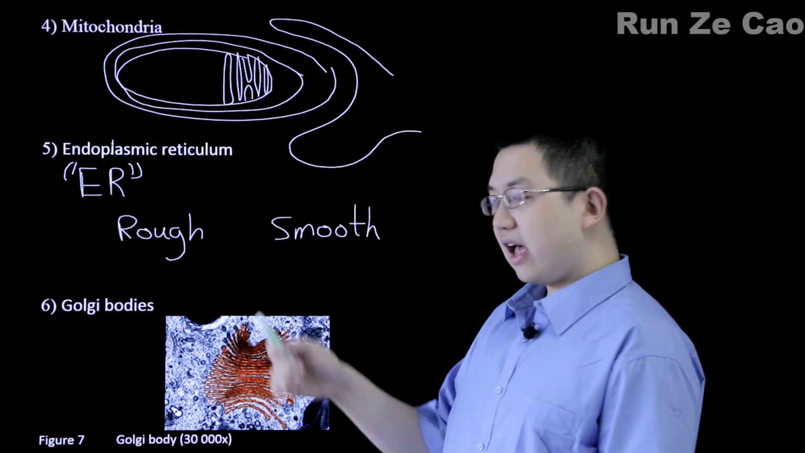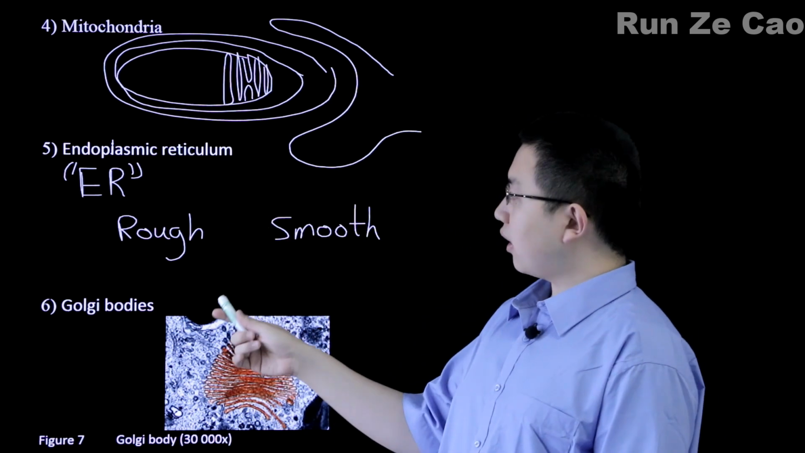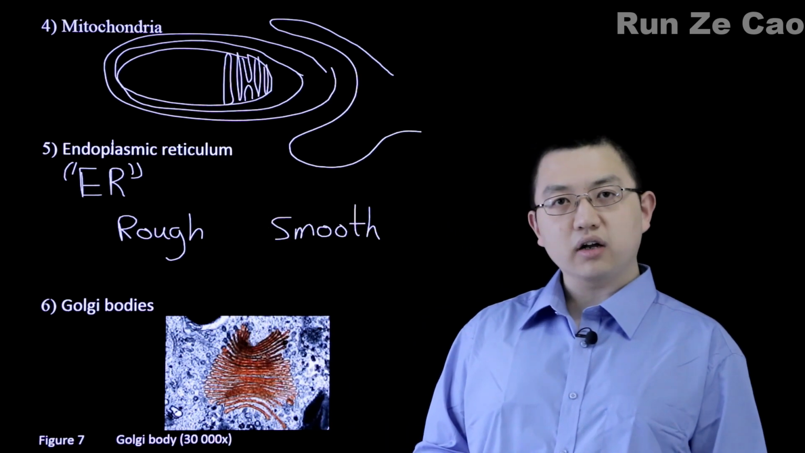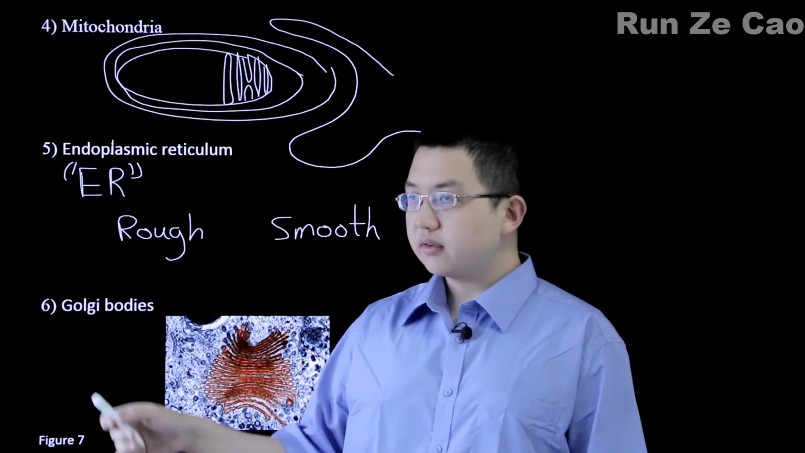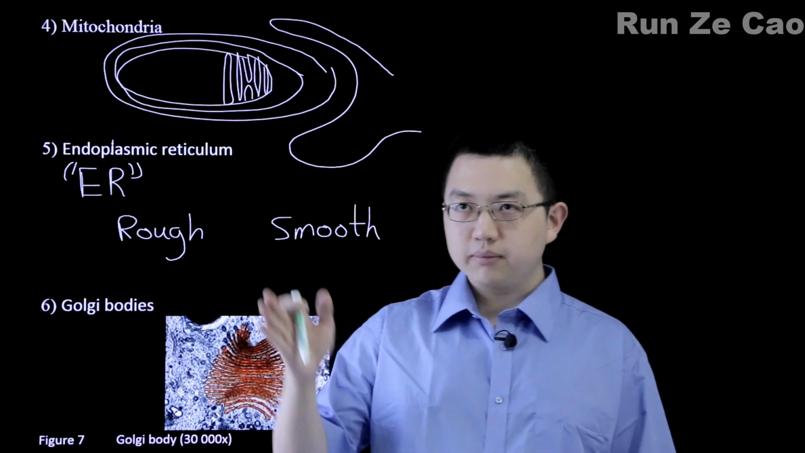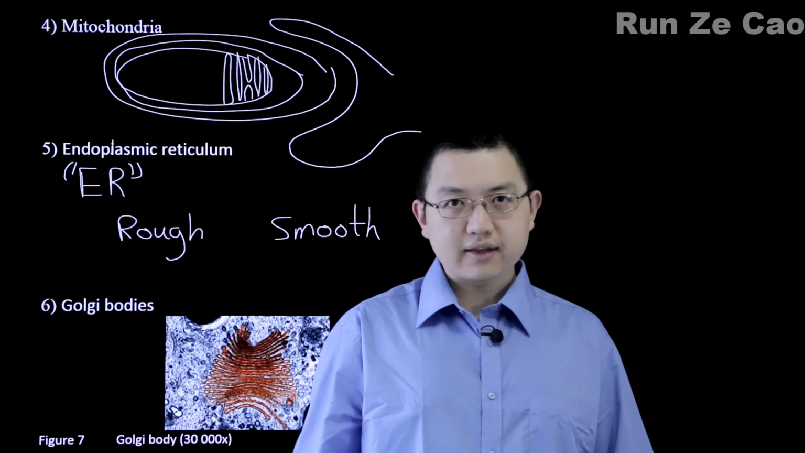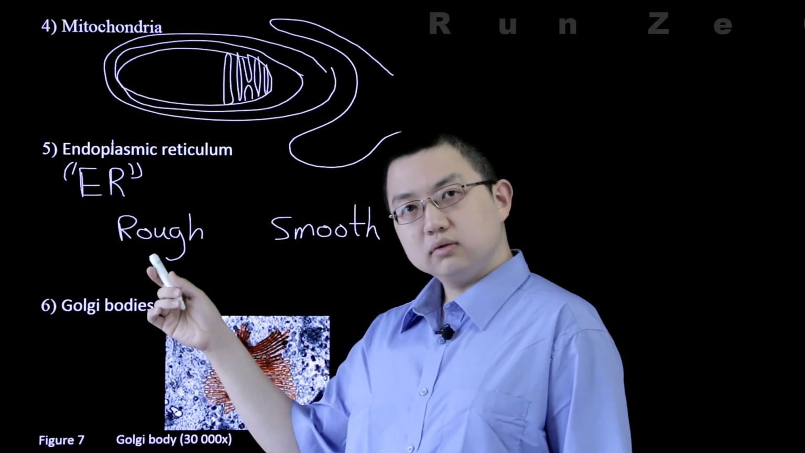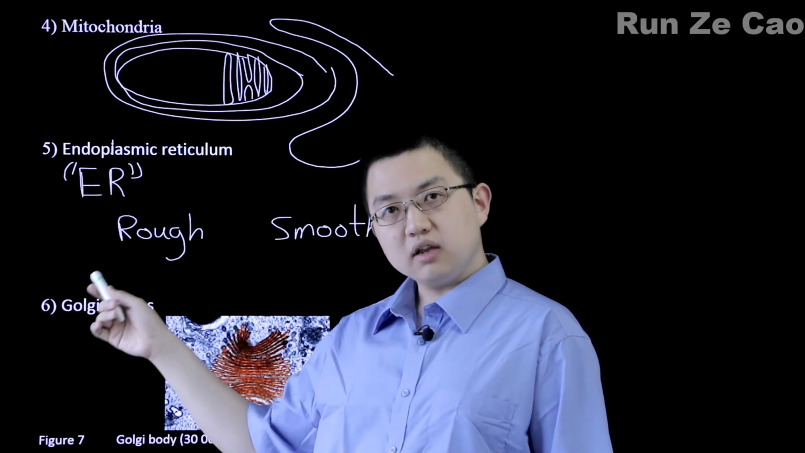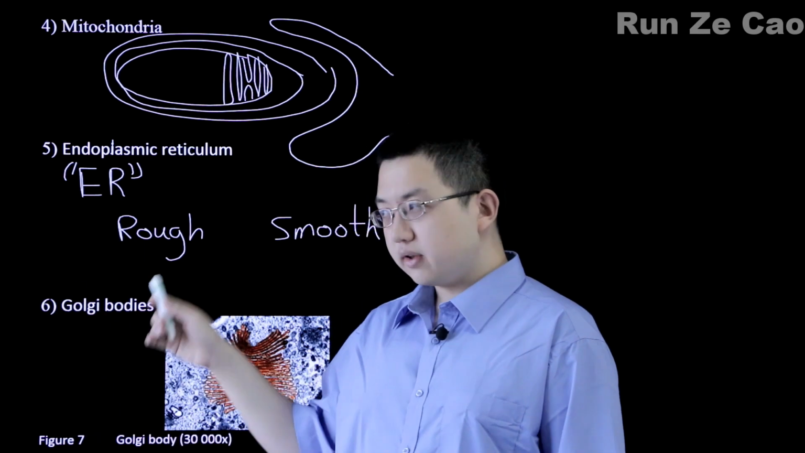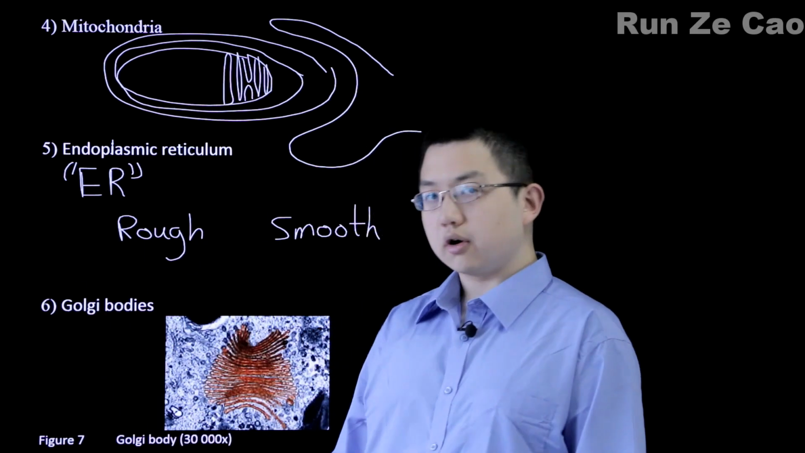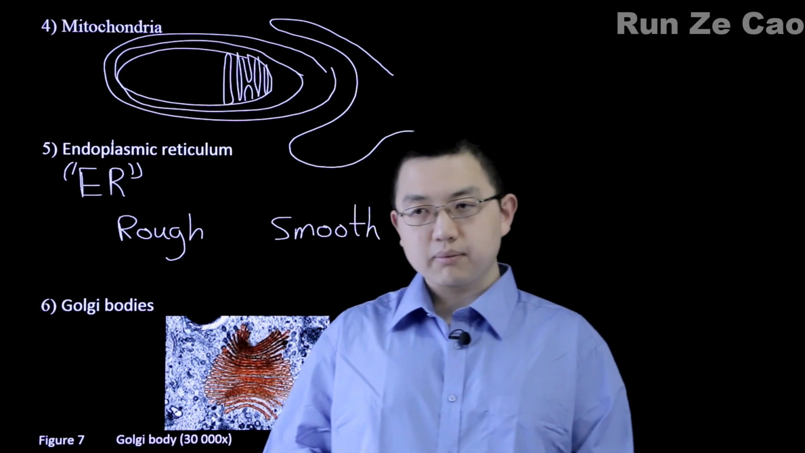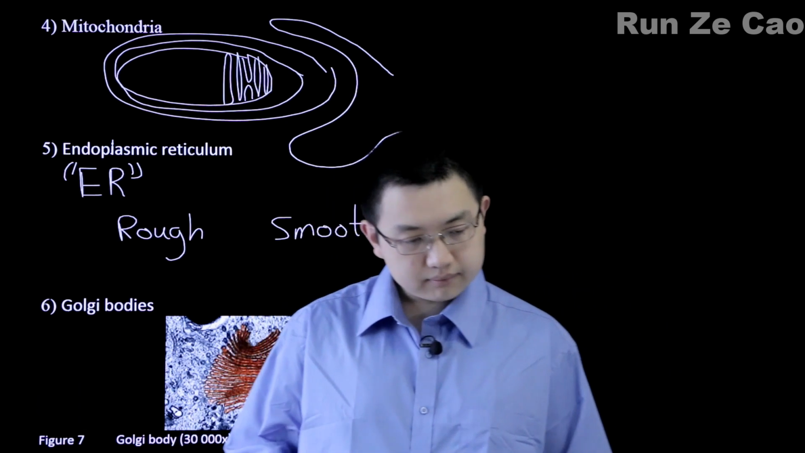Now, the rough ER has pores in it. These pores are where the signal recognition particles that attach to ribosomes that have a certain piece of polypeptide hanging out as a signal. And these SRPs will attach the ribosomes to these pores and make sure that they translate into these pores instead of just translating the protein into the cytoplasm.